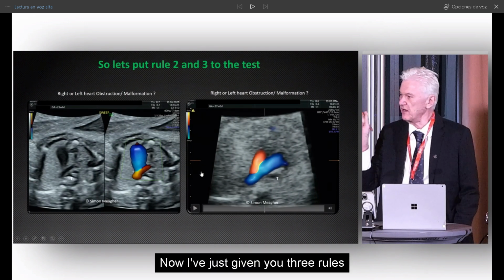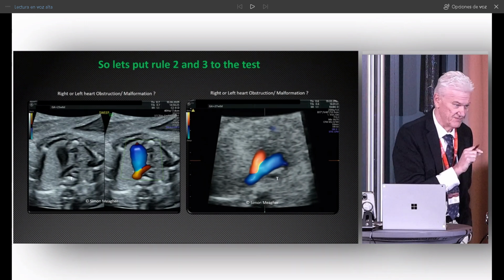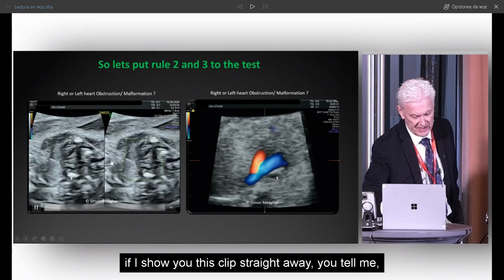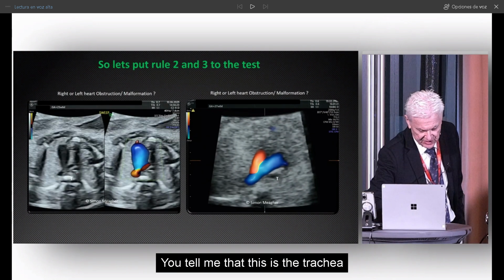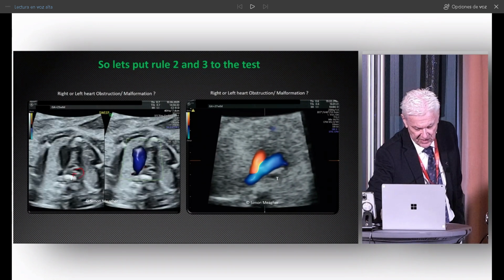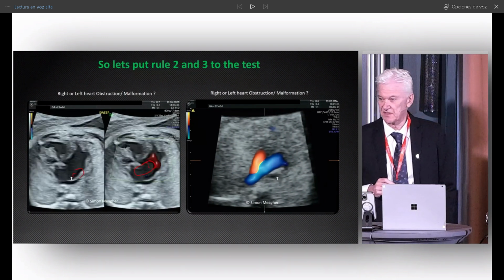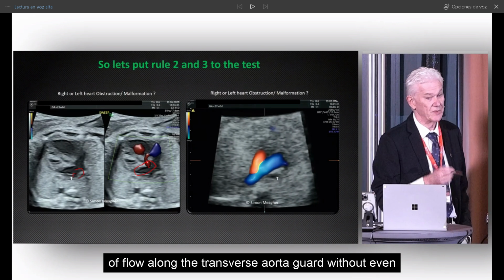Now, I've just given you 3 rules, and without even showing you the 4-chamber view of the heart, if I show you this clip, straight away you tell me, well, the red and the blue is set correctly. You tell me that this is the trachea, and the vessel closest to the trachea, which is this vessel here in red, is the aorta. And that's telling me that you've got reversal of flow along the transverse aortic arch, without even looking at the 4-chamber view of the heart.